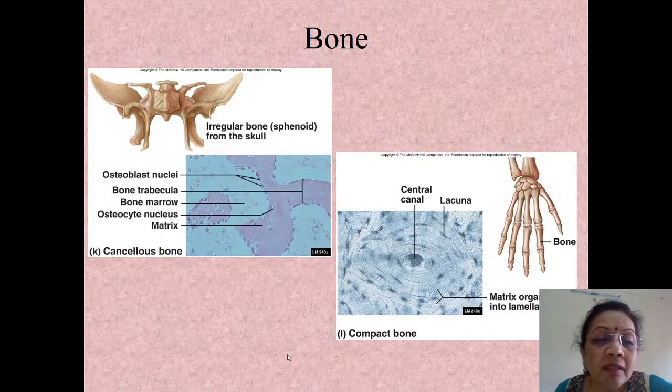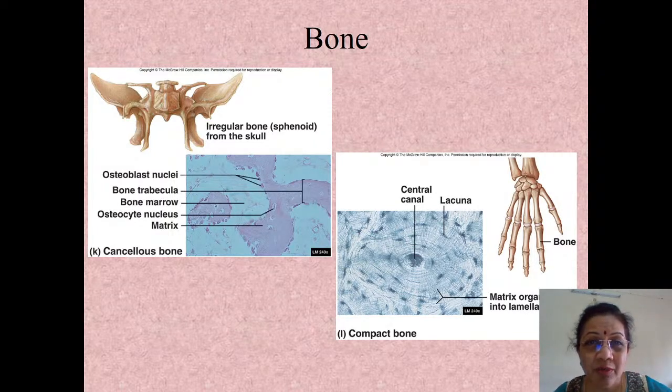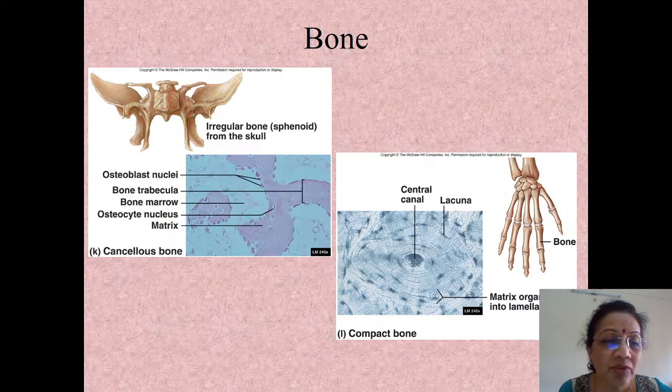So when you're talking about the histological classification of bone, there are only 2 types, cancellous bone and compact bone. Then we are not saying long bones, short bones, irregular bones, flat bones, all that. That is a gross anatomy or morphological classification. Now we are looking at the tissue or the histological classification. There are only 2 types, cancellous or spongy bone and compact bone.